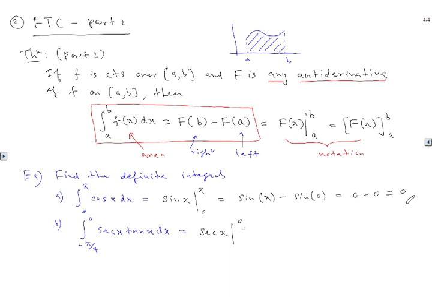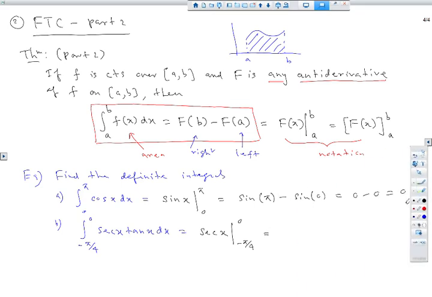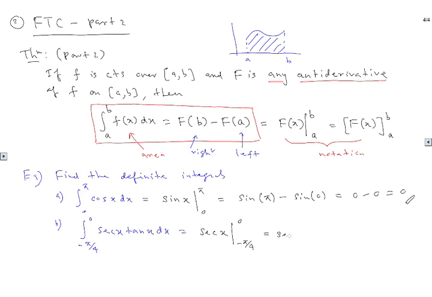Okay, secant x. What do you do? You plug in the values 0 and negative pi over 4. So it is secant 0 minus secant negative pi over 4. Secant 0 is 1 over cosine 0, and cosine 0 is 1. Minus this is also 1 over cosine negative pi over 4.